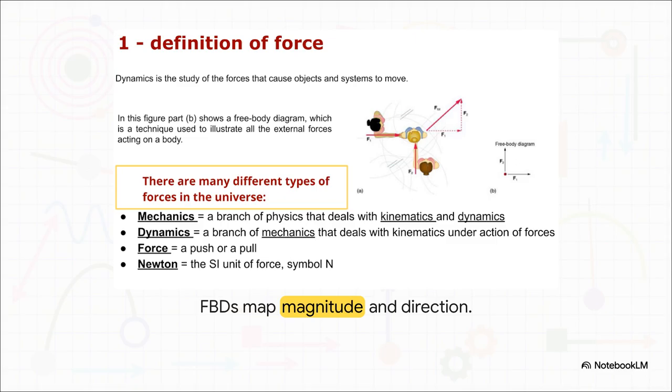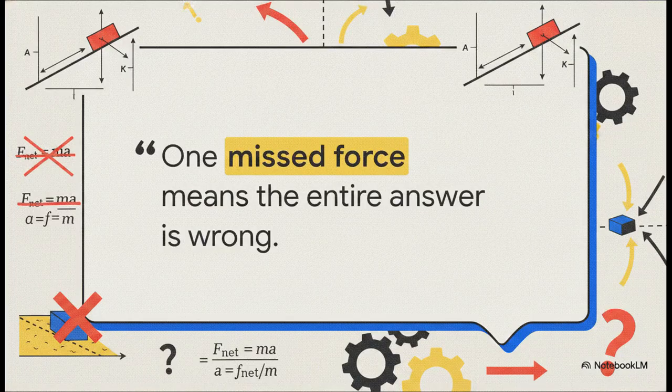This right here is how you take a messy, confusing real-world word problem and translate it into a clean, totally solvable math equation. But here's the catch, and it's a big one. The stakes for setting up your free body diagram correctly are incredibly high.